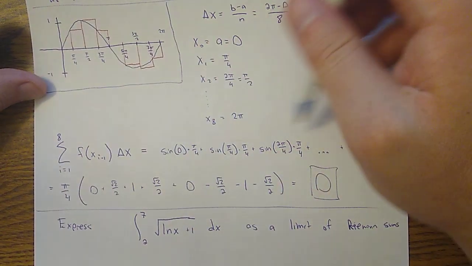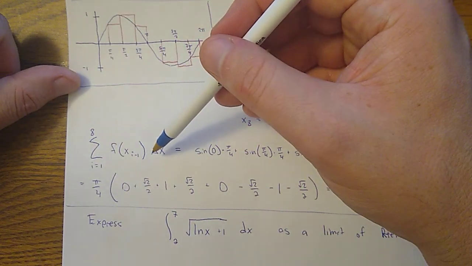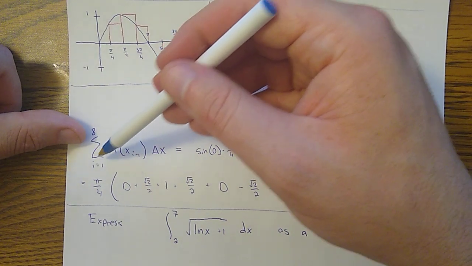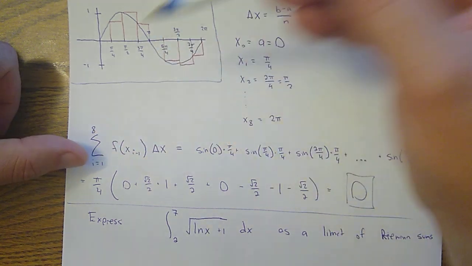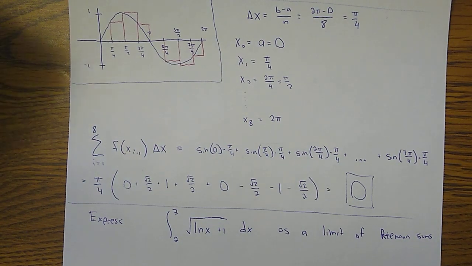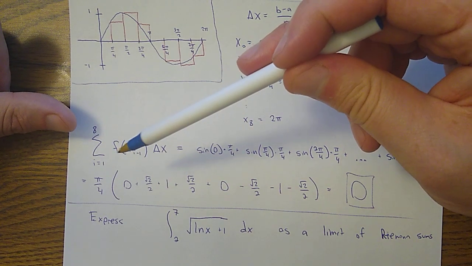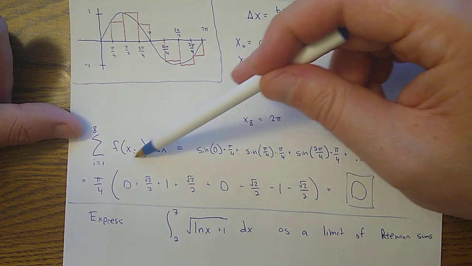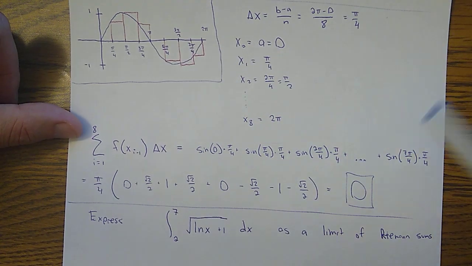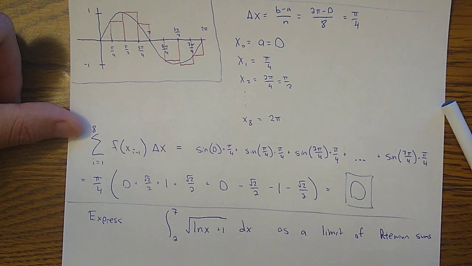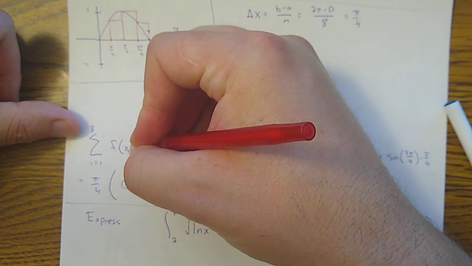Now let's talk about that Riemann sum. This is what a Riemann sum looks like. You're writing a sum. It's from i equals 1 to however many intervals you're doing, or subintervals. What you do is you do the height of the rectangle, which is this. And by the way, this is because we're doing left endpoints.